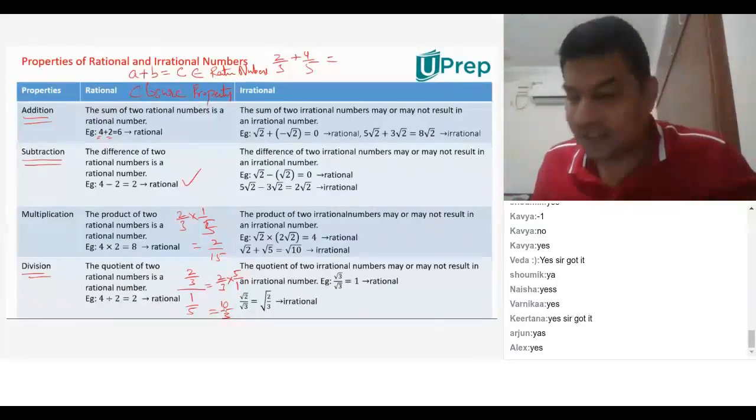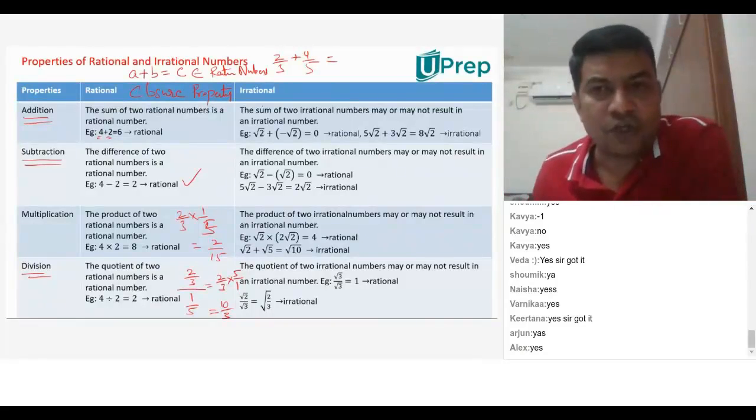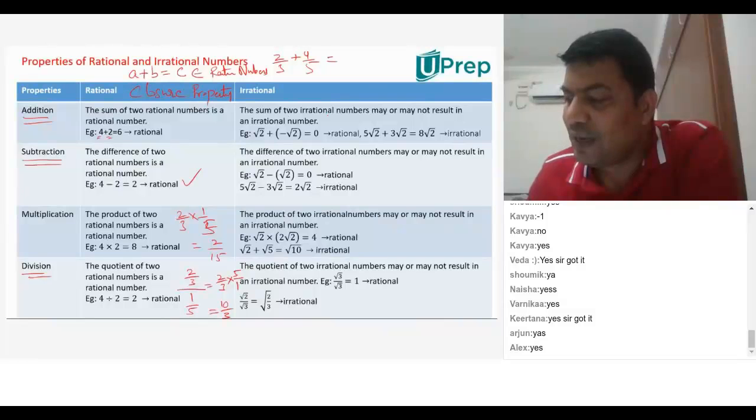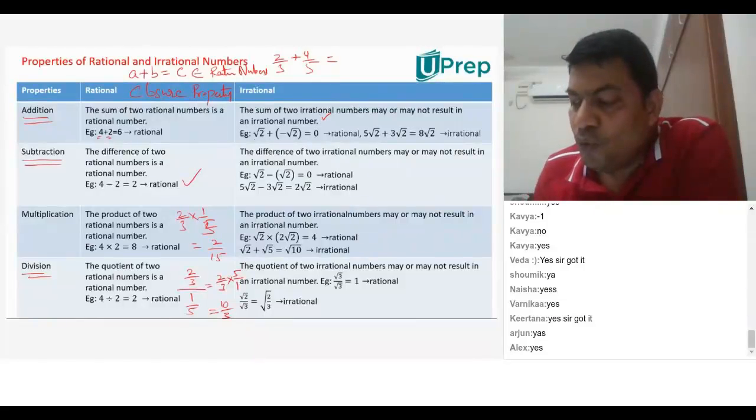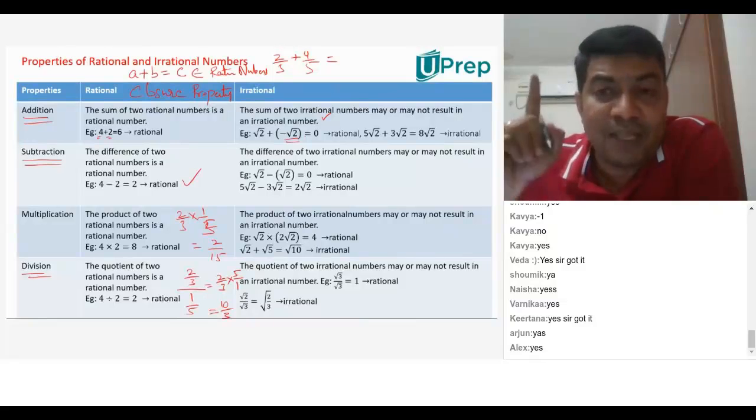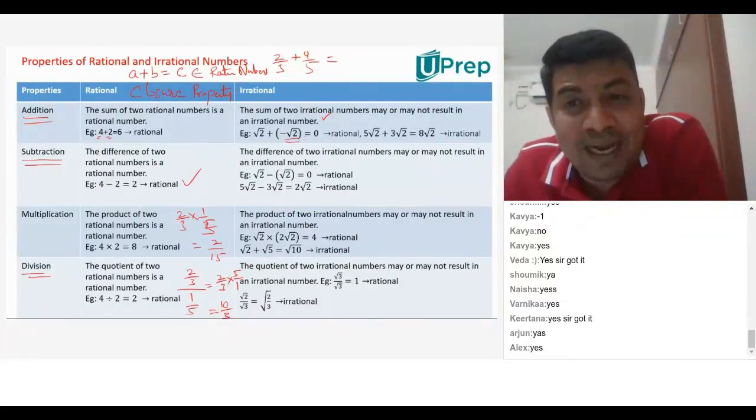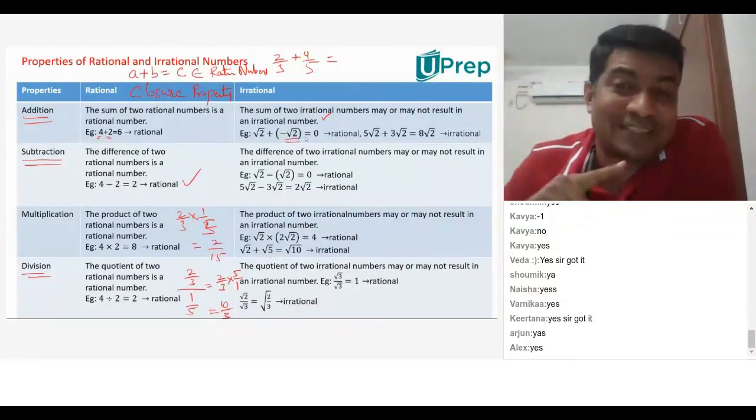So if you just concentrate here now, let me complete irrational also, you'll understand. The sum of two irrational numbers may or may not result in an irrational number. Because root 2 plus minus root 2, because minus root 2 is an irrational number. By the way, if root 2 is irrational, minus root 2 is also irrational.